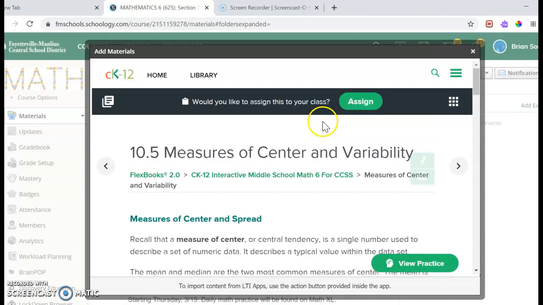Okay. All right. And right here, I know it says assign right now, but yours will say in yellow, turn in. So make sure you hit the yellow turn in button. I know mine is green right now, but yours will be yellow and say turn in.